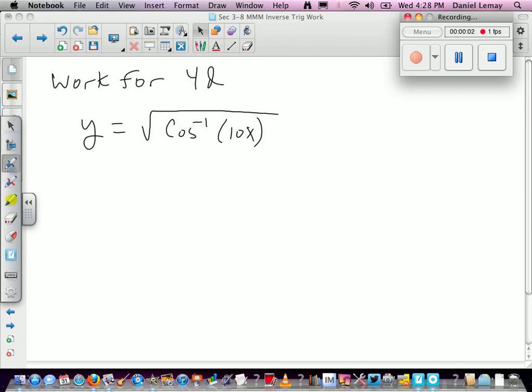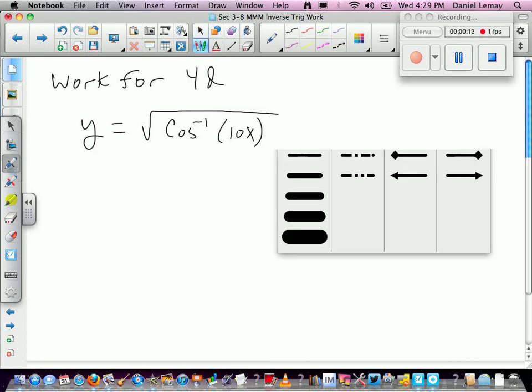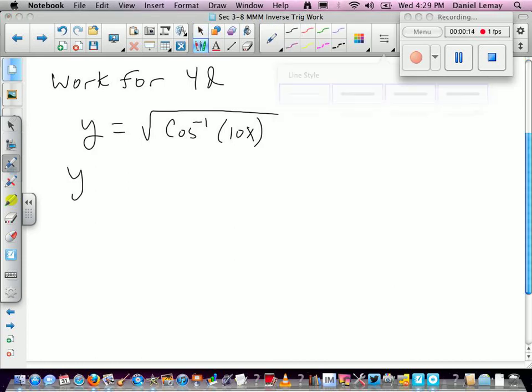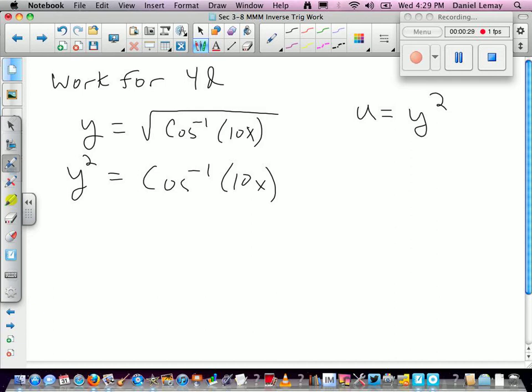Okay, so this is the same deal as that last function we were just working on. What I'm going to do is square both sides in order to get rid of the square root. That gives me y squared equals arc cosine of 10x. Okay, and then I'm going to do the same kind of trick where I'm going to do this substitution. Because, like last time, we're going to have a du dx, I'm just going to take the derivative right here. I'm going to say du dx equals 2y, then using the chain rule, dy dx.